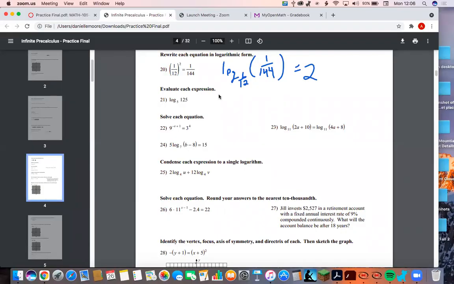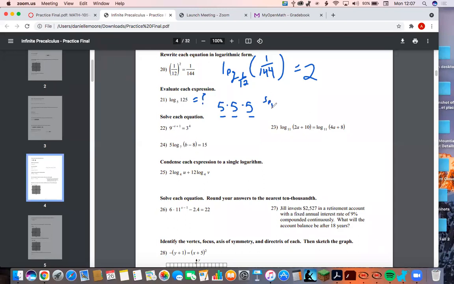Back in action. 21, we have to evaluate the logarithmic expression. We're just saying log base 5 of 125 equals what? To evaluate means give me a number for an answer. Remember, log base 5 of 125 is saying 5 to what power makes 125? 5 times 5 is 25 times another 5 is 125. So that's 3 of them, and that's the power we're looking for. Log base 5 of 125 equals 3, because 5 to the 3 is what it takes to get to 125.